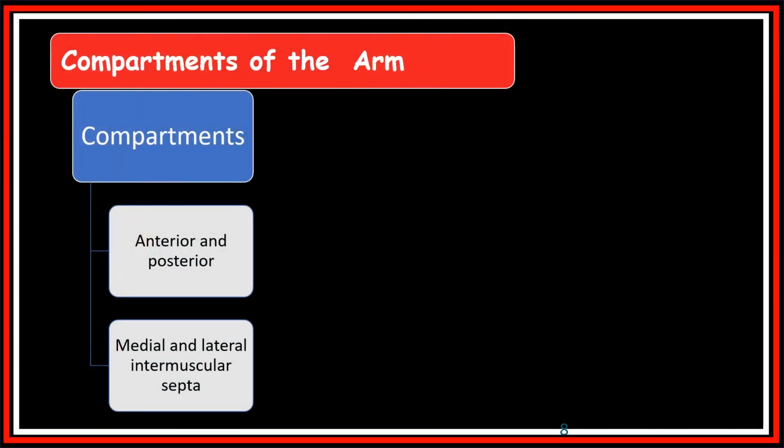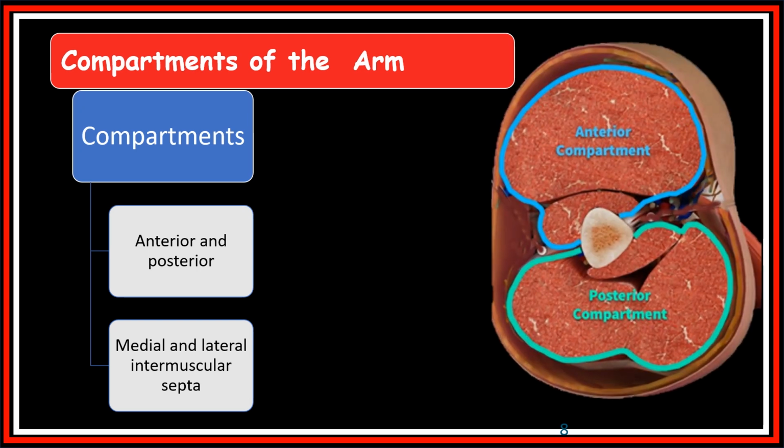The arm is separated into 2 compartments. The 2 compartments are the anterior compartment and the posterior compartment. This is the anterior compartment of the arm. The diagram you're seeing here is a transverse section of the arm. Here is the anterior part and here is the posterior part. This division into 2 compartments is actually done by extension of the deep fascia, both laterally and medially.